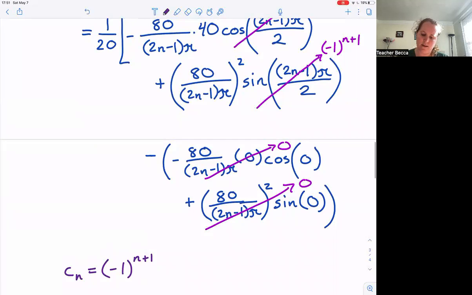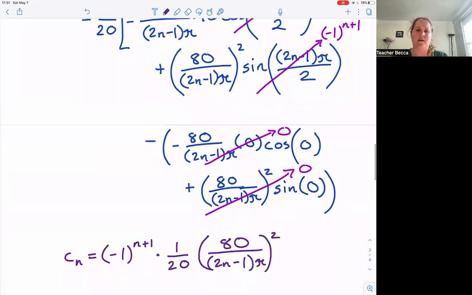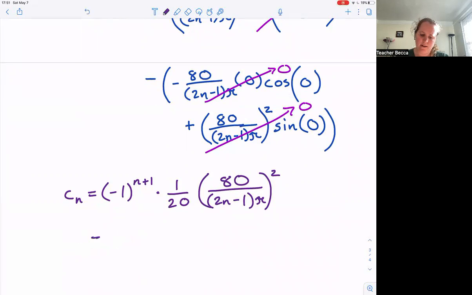Sorry, that's the wrong term I want to be looking at. We have our negative 1 to the n plus 1, and then times 1 over 20 times 80 over 2n minus 1 times pi in the denominator, whole fraction squared. We could rewrite this as negative 1 to the n plus 1 times, with one of those 80s canceling out 20, we'd just be left with 4 times 80. So we would have times 320 over 2n minus 1 squared pi squared.